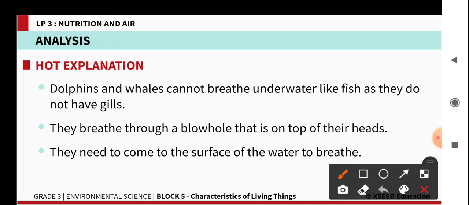Why? Because dolphins and whales cannot breathe underwater like fishes, as they do not have gills. They breathe through the blowhole, a hole present on their head. So, to take in air, they come up to the surface, and when they come up, water comes out of their hole, and it looks like a fountain.